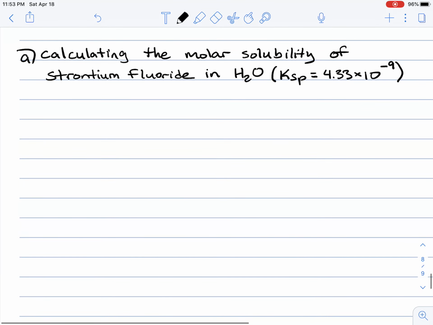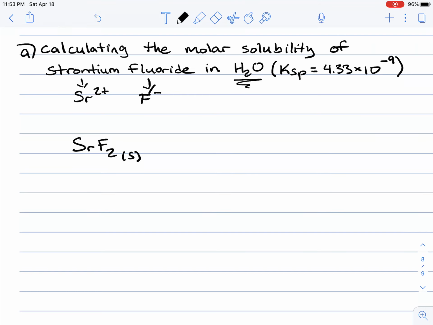Okay. And so to calculate the molar solubility of strontium fluoride, when it's just in water, you're just going to write the dissociation, if you will, of this slightly soluble, mostly insoluble substance, which is strontium fluoride. So strontium is Sr, and it has a +2 charge. Fluoride has a negative charge. So you need two of the negative charges to balance the positives. So we have SrF2, and this is going to be our slightly soluble substance.